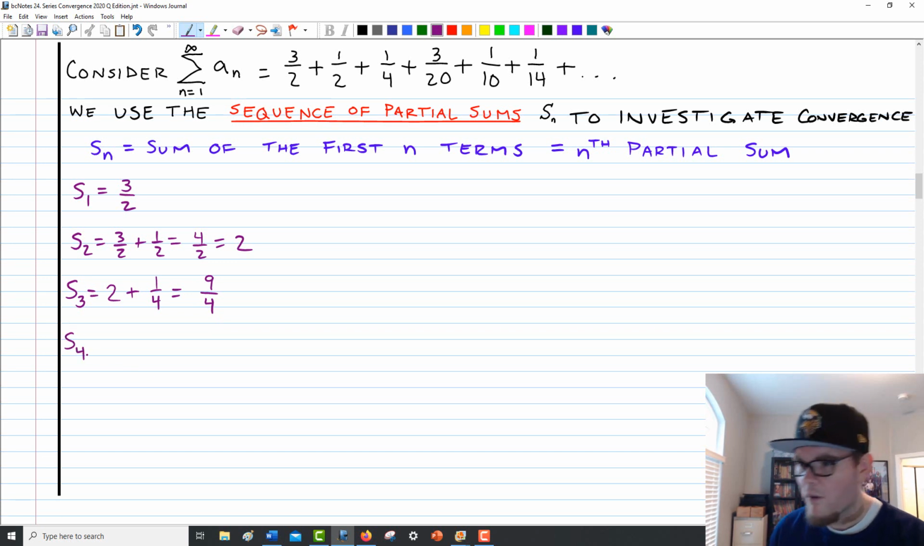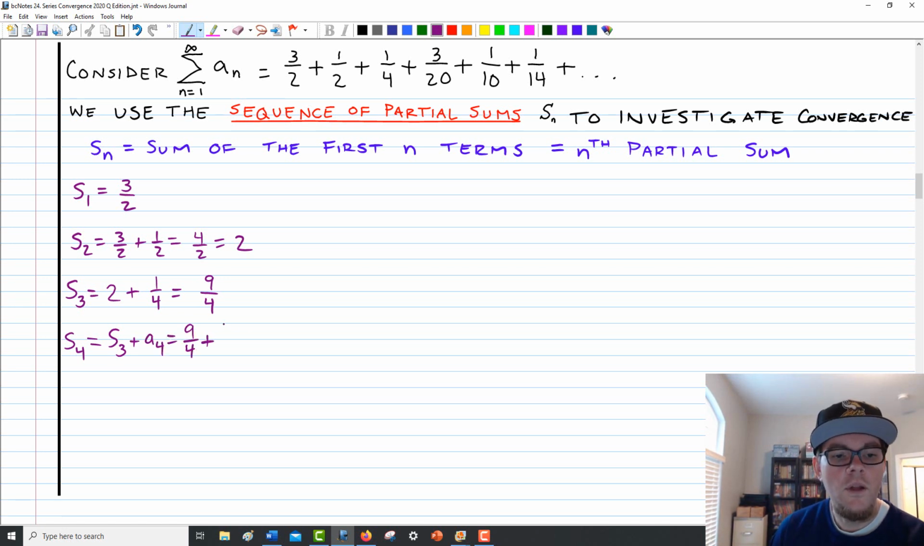Let's look at the fourth one. I'm just trying to mimic what I've done in the past. Following the same pattern as before, we'll take the third partial sum and then add the fourth term to it. For us, that's 9/4 plus 3/20. That's the same thing as 45 over 20 plus 3 over 20, which is 48 over 20. If we divide by 4s to get rid of that, that's 12 over 5. Maybe that'll be useful to us.